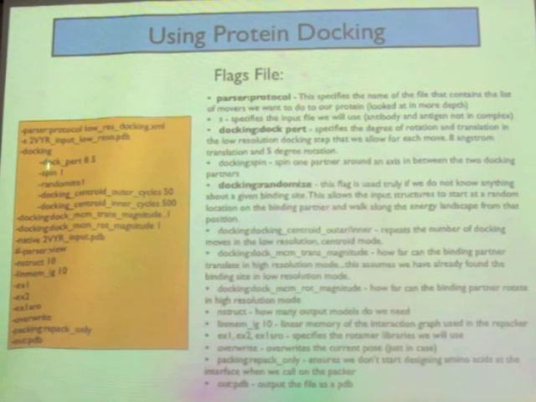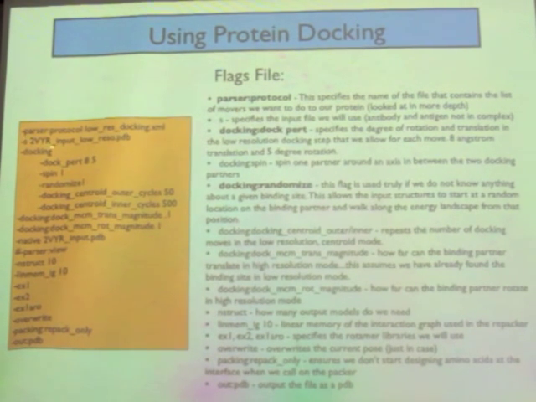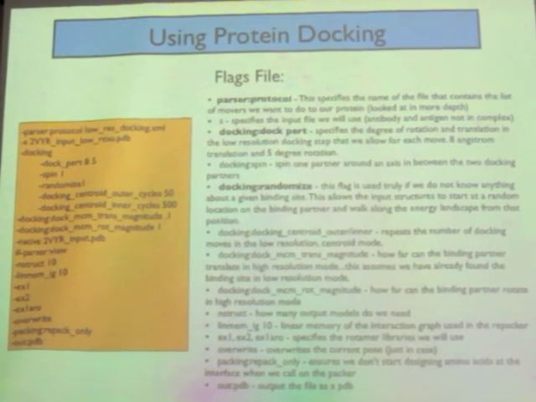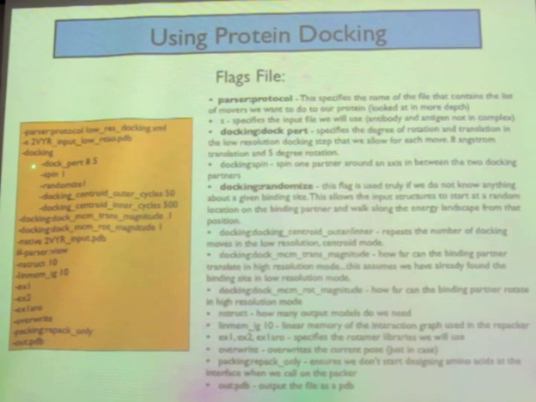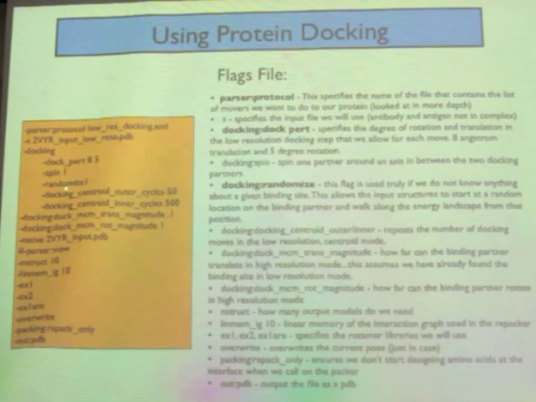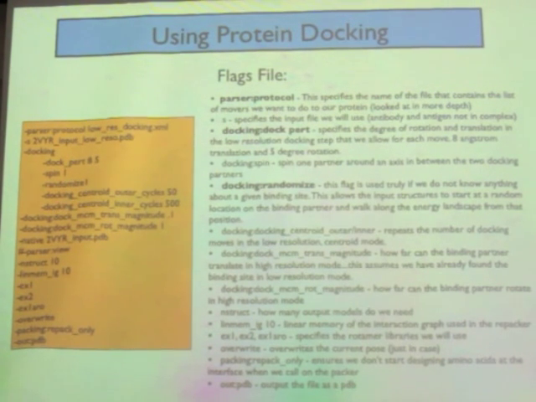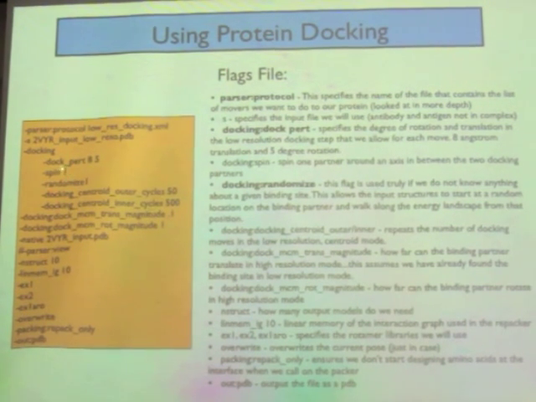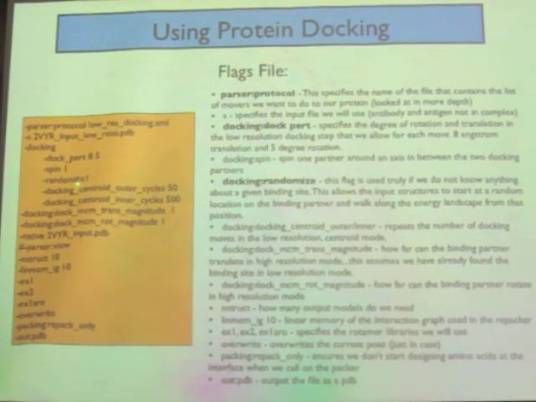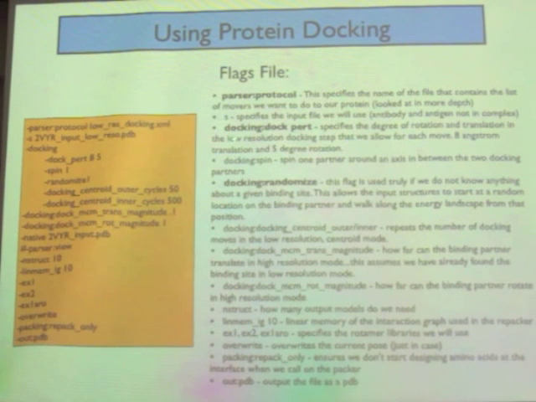So the flags file, most of these you've seen before. The parser protocol we'll call low-res docking. It really doesn't matter what you name it. This calls on the XML script that actually has all the movers in it. And then we have some docking commands that aren't specified in Rosetta Scripts, but we can specify them outside in the command line to tell Rosetta Scripts to do some other stuff. So I'm just going to go over the important ones.